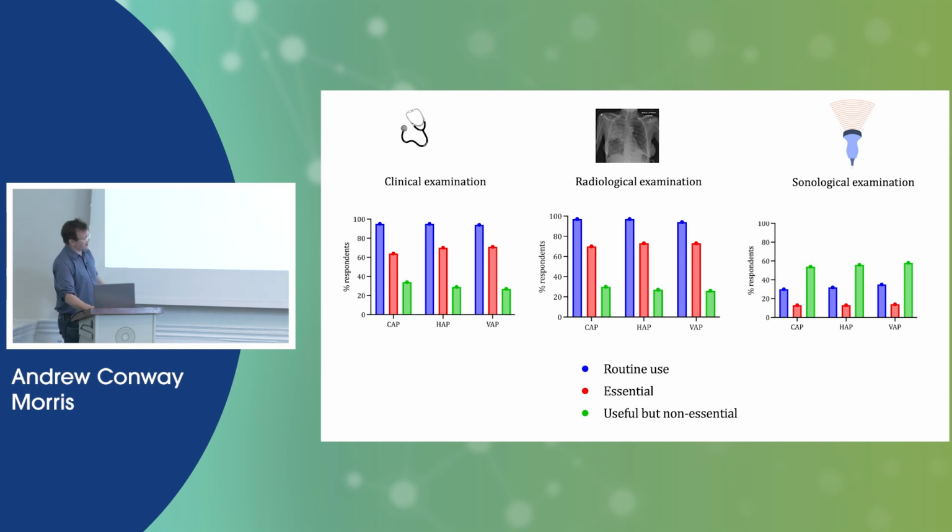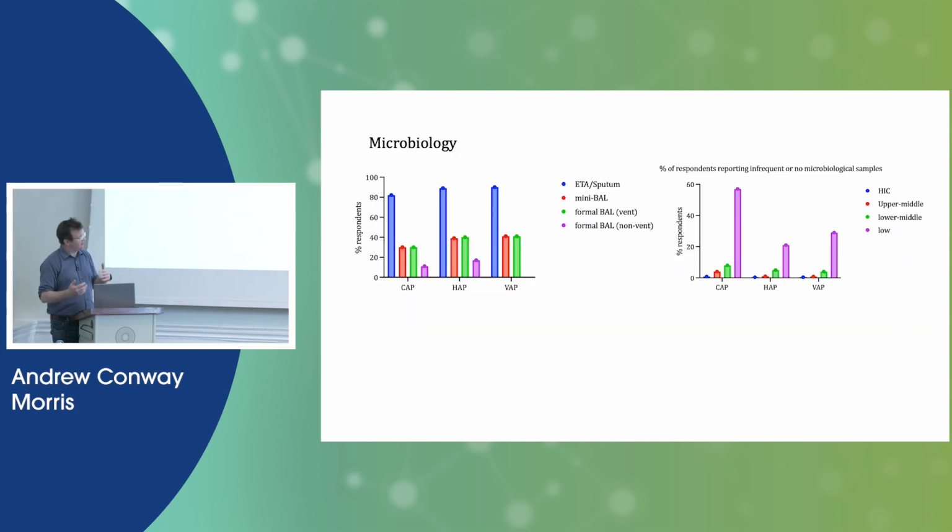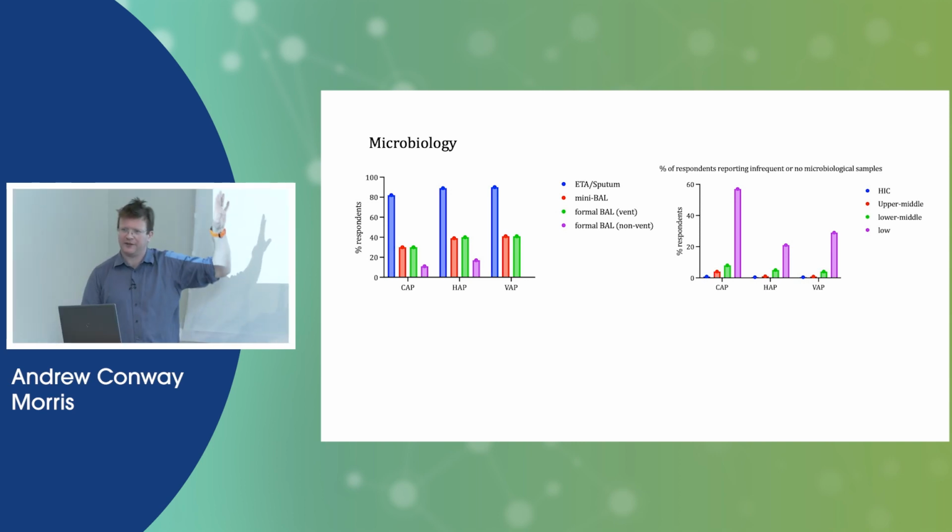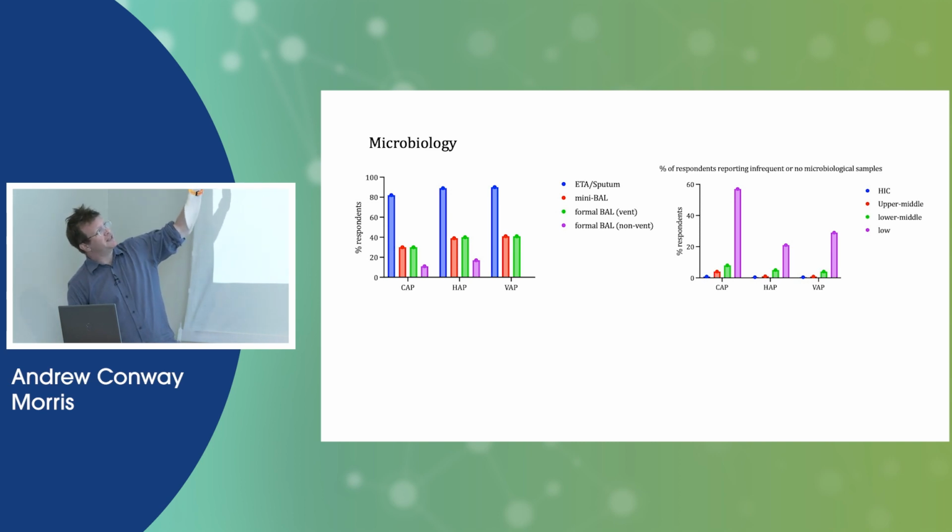When we look at which microbiological tests they do, again, endotracheal aspirate or sputum is the commonest, and then a mixture of BALs and mini BALs. Patients who are not ventilated obviously have a much lower rate of bronchoscopy, and that's not a huge surprise. And you can see perhaps a slight increase in the rate of microbiological sampling in the HAP and VAP. We didn't ask, but I think it's probably just because of ease of availability. It's much easier to take a sample from a patient who's on a ventilator than from someone who isn't.